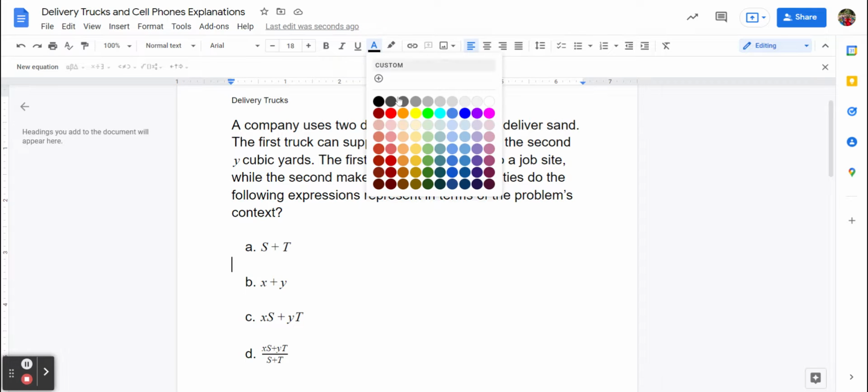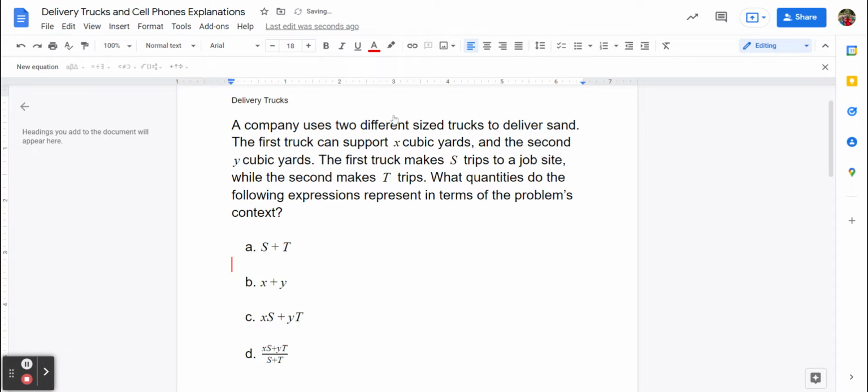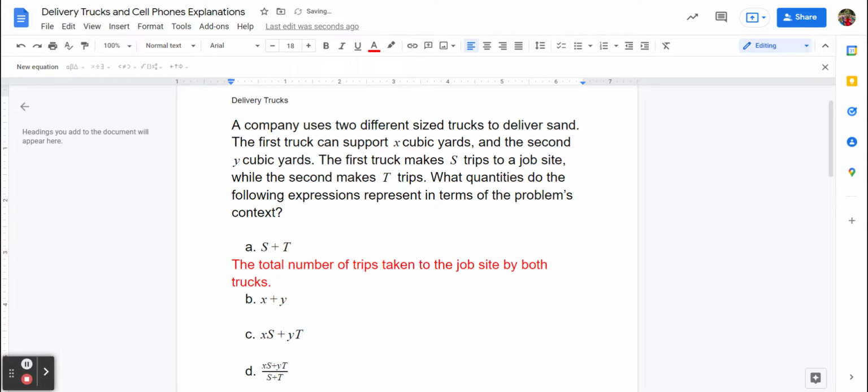All right, so this first one that we're looking at is S plus T. So if S is the number of trips that the first truck makes and T is the number of trips the second truck makes, then S plus T is the total number of trips taken to the job site by both trucks. Something like that.